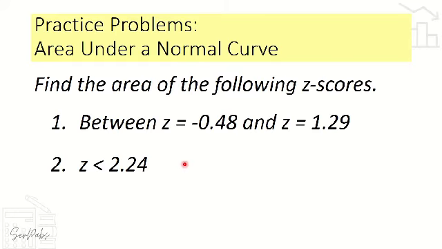Okay, so let's proceed now. We will have our practice problems regarding area under a normal curve. Find the area of the following Z-scores. Number 1, the area between Z is equal to negative 0.48 and Z is equal to 1.29. Then number 2, we have Z is less than 2.24.